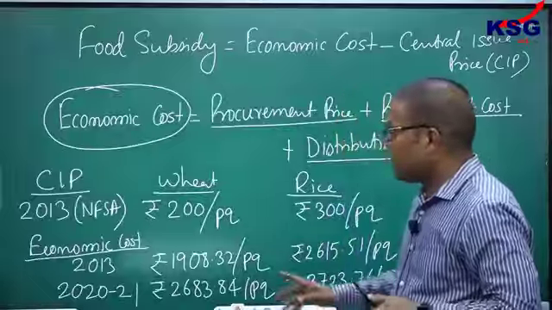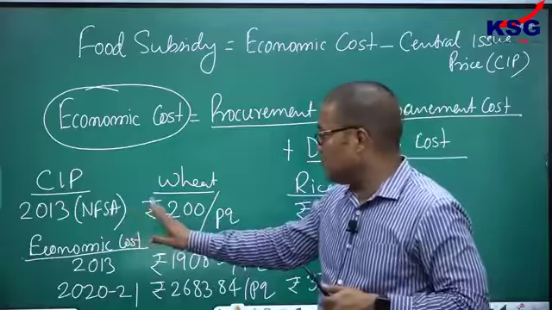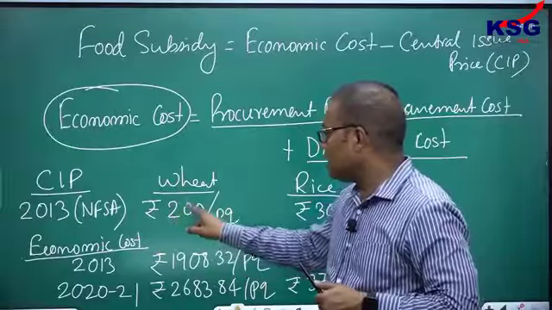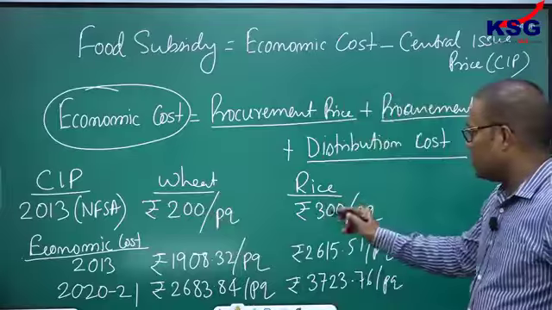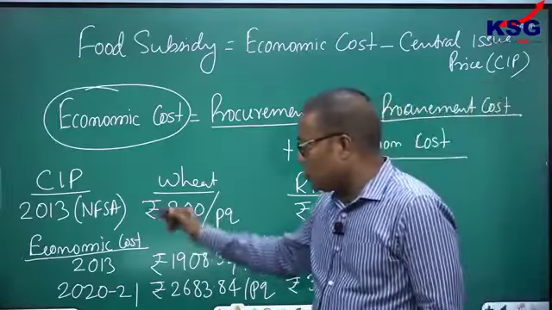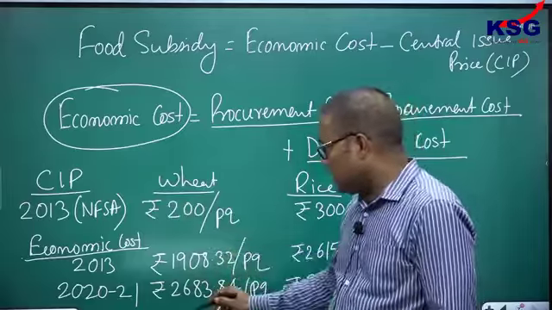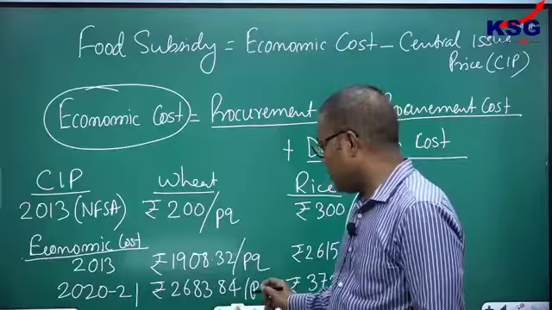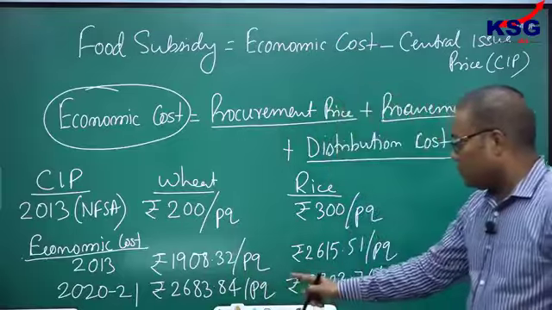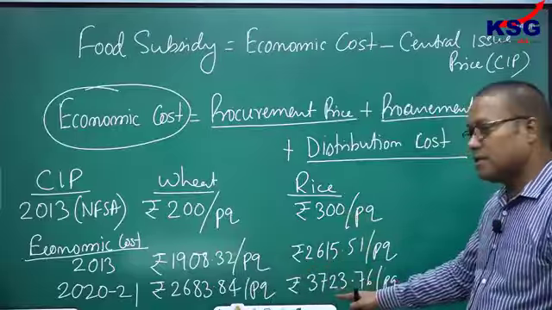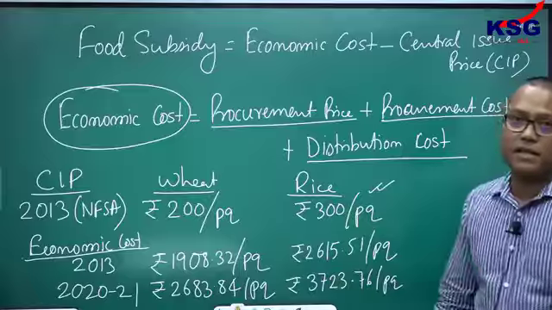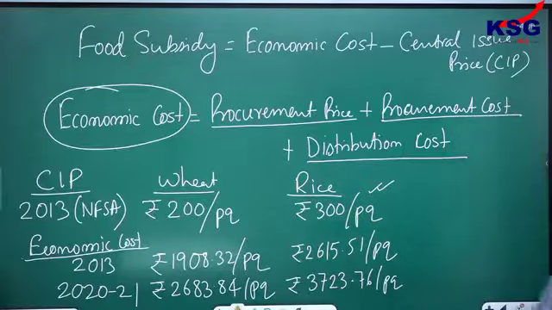Just imagine that in 2013, under the NFSA, it was fixed that the price of wheat should be 200 rupees per quintal, and the price of rice 300 per quintal. But the economic cost at that time was 1908 rupees 32 paise for wheat per quintal, which has increased to 2683.84 rupees per quintal. Now if you compare, for rice it was this and now it's this, but still you are issuing at the same price. If you get this information, you can imagine how much food subsidy the central government is bearing on each quintal of food grains.